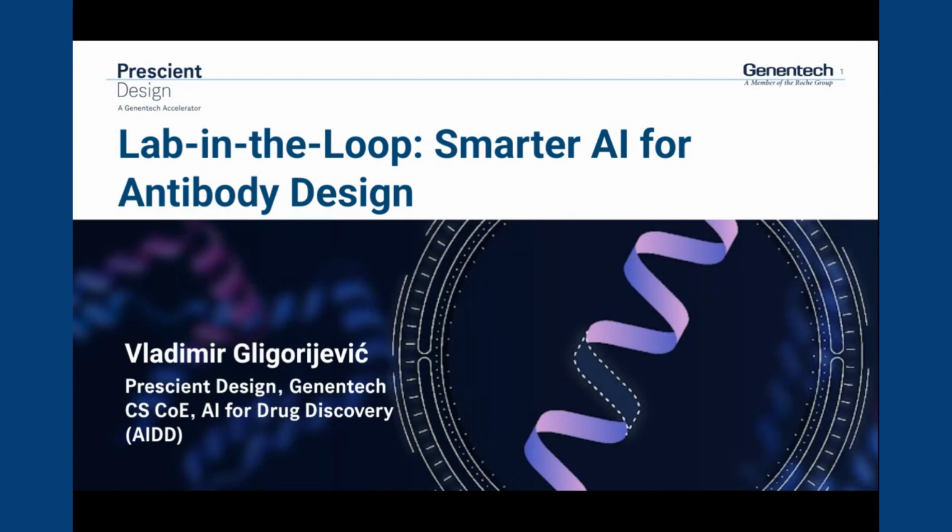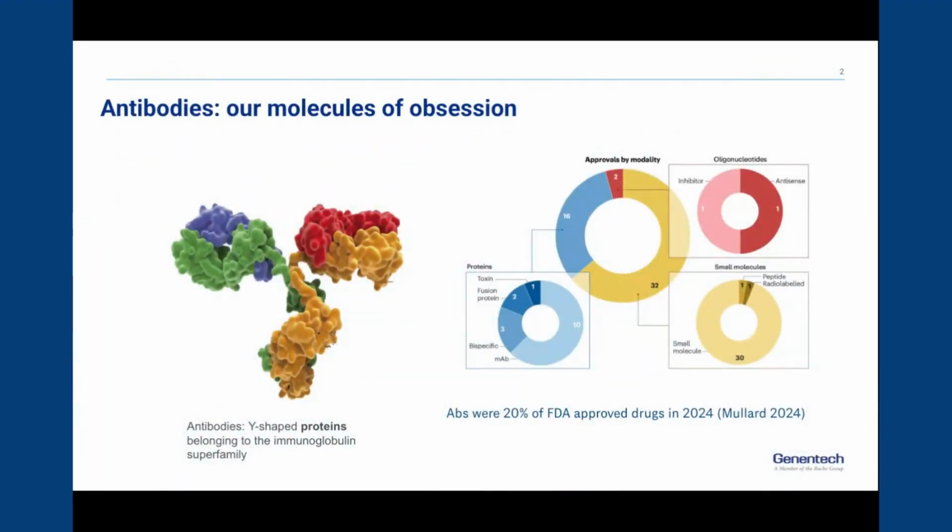Hello, everyone. Thanks so much for the introduction, and thanks very much for the opportunity to speak here today. I'll be talking about our lab-in-the-loop framework for large molecules and how we use it to accelerate antibody design. First of all, let me tell you a little bit about why it is important to design antibodies and why antibodies are our molecules of obsession. Of course, we have lab-in-the-loop in the company that we build for different drug modalities, but in this presentation, I'll be focusing only on antibodies.